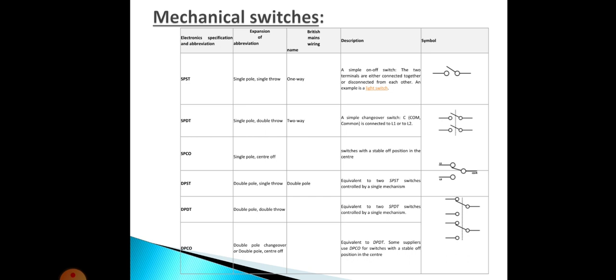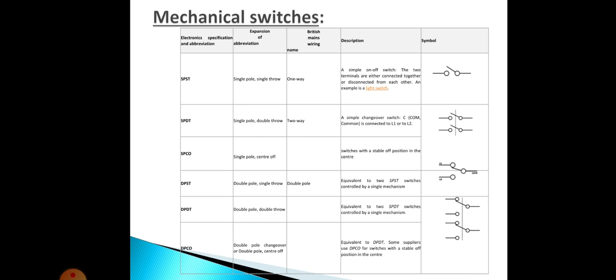The next one is SPDT, single pole double throw. Here single pole means the part which will be moving is single, and throws are the connecting terminals; only two are there, so it connects two contacts. The next one you can see is single pole center off, a switch with a stable off position in the center.